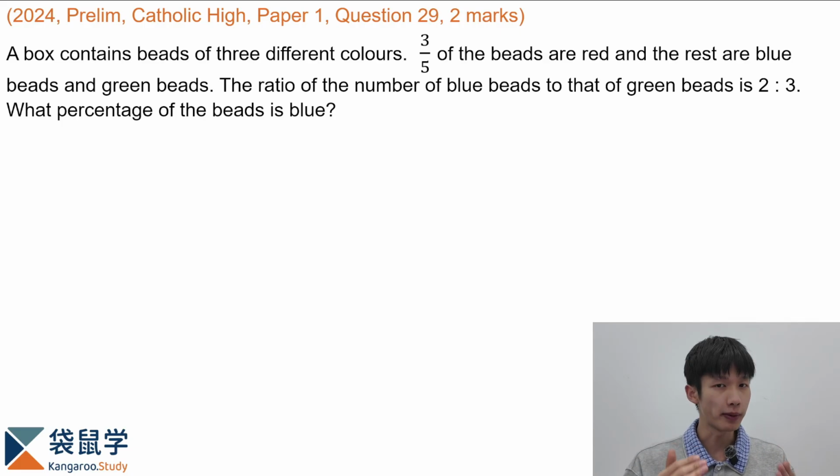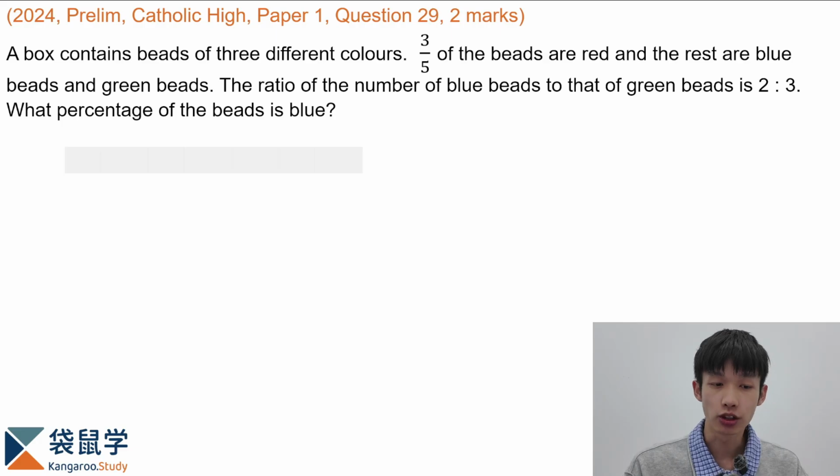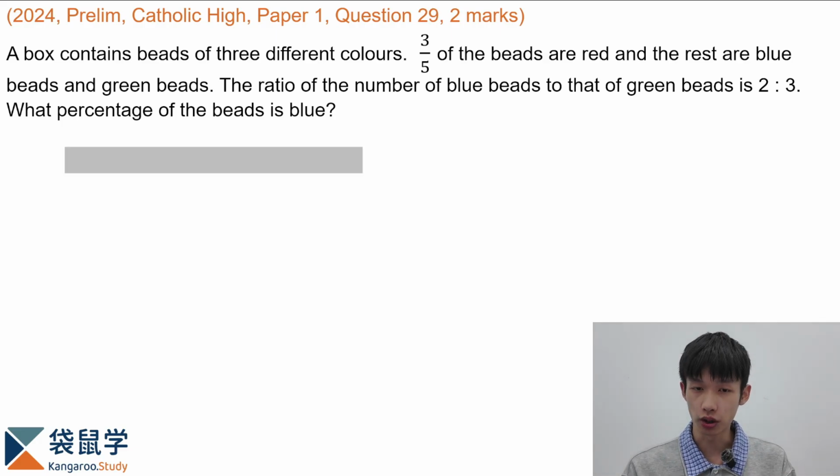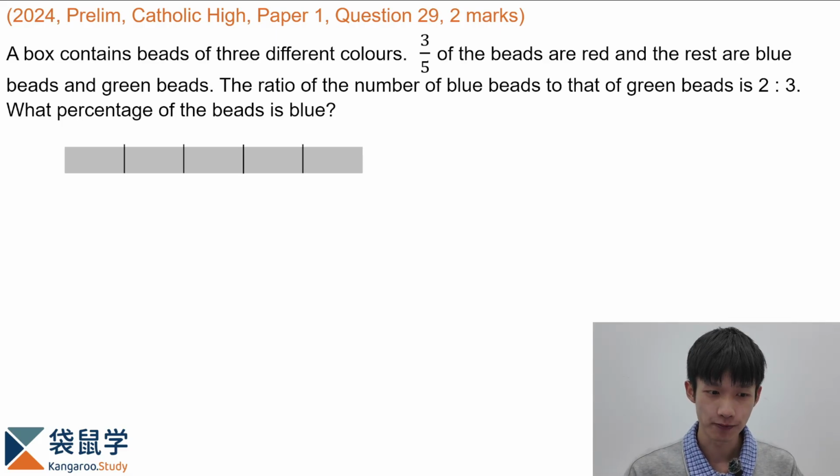So first of all, how many colors do we have? Yes, we have 3 colors. But how to show all the relations between all of them? One of the ways is just drawing the model. We can start drawing the model to represent the total. But for this total, I need to cut into how many parts? To show 3 over 5, I need to cut into 5 parts. And then, how many units is red? 3 units is red. And the remaining will be the rest of the colors.